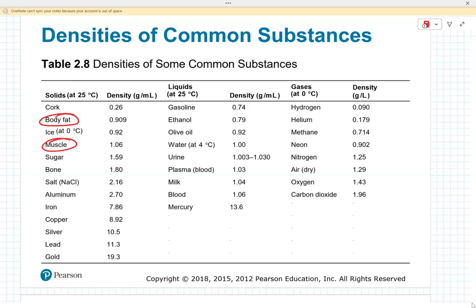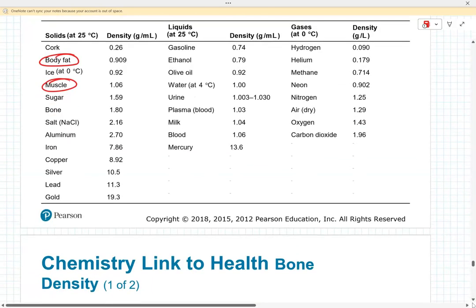Will lead float in mercury? Yes. Will gold float in mercury? No. What's going to happen? I'm utterly enjoying this. What's going to happen if you mix mercury and water? What's going to happen to mercury in water?